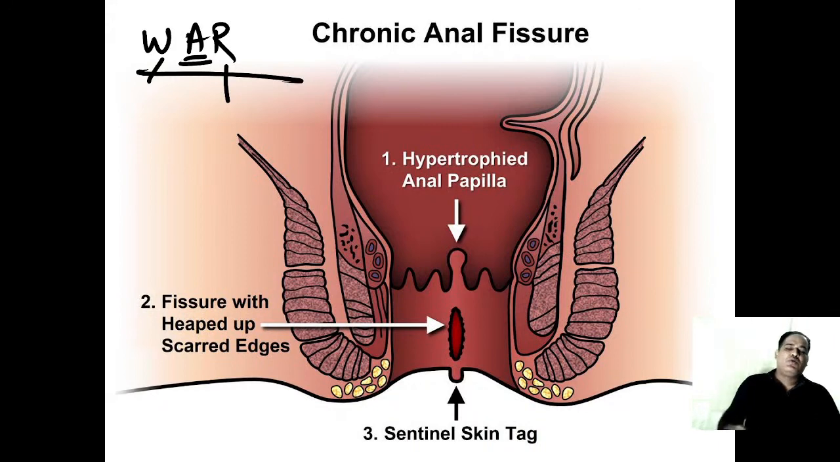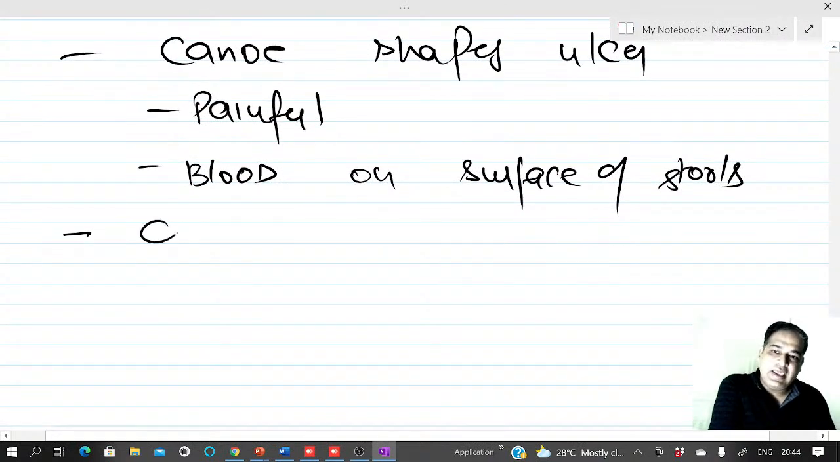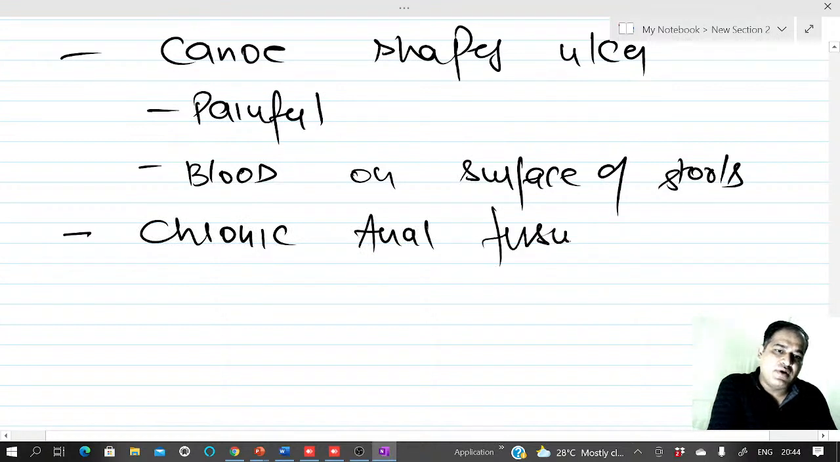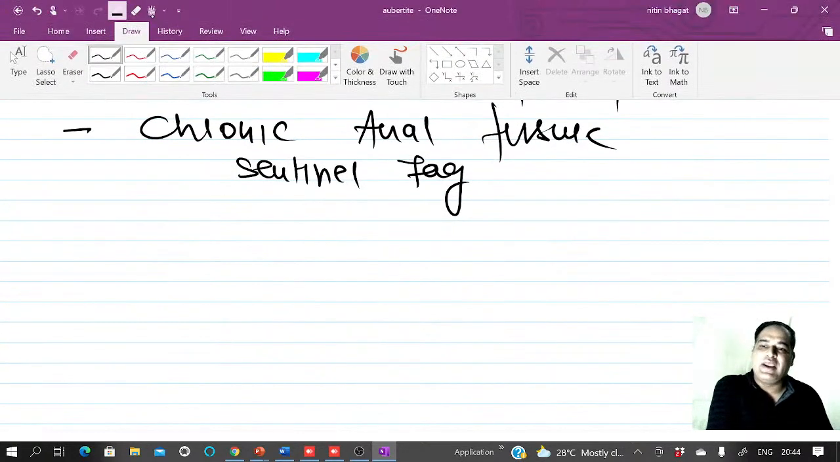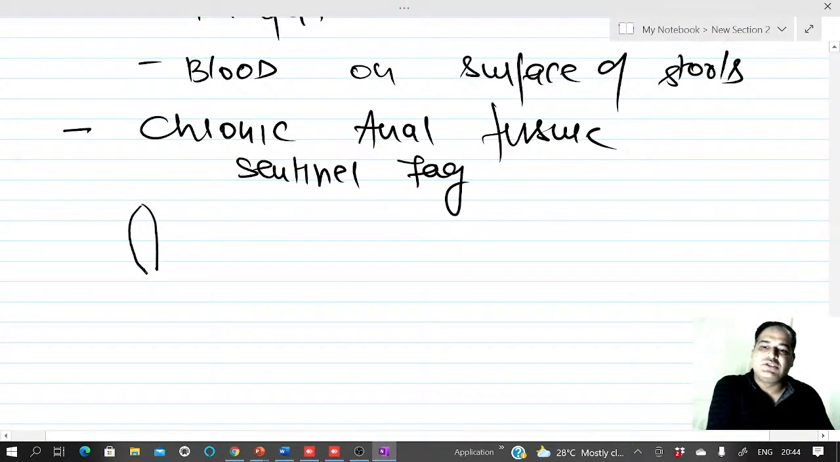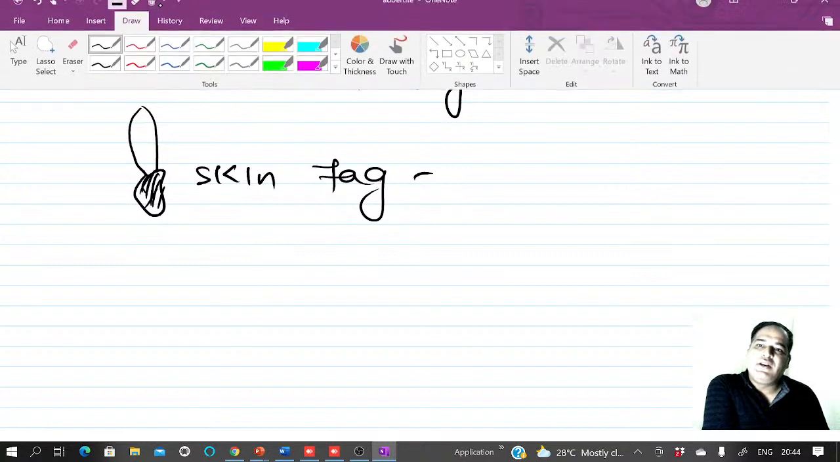Now, so acute anal fissure, there will be a cano-shaped ulcer, very painful, while in the chronic anal fissure, there will be a sentinel tag at the end. So let's say this is the ulcer, there would be a skin tag here at the end of the ulcer, that is called the sentinel tag.